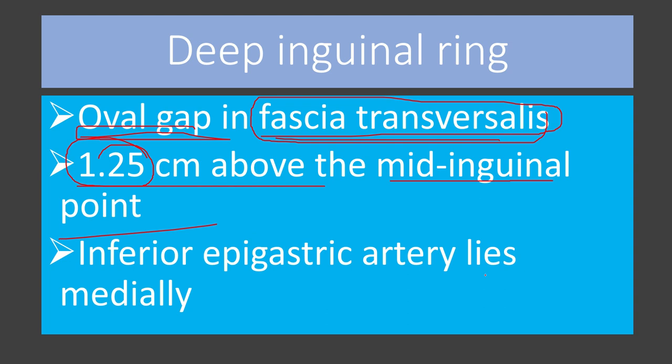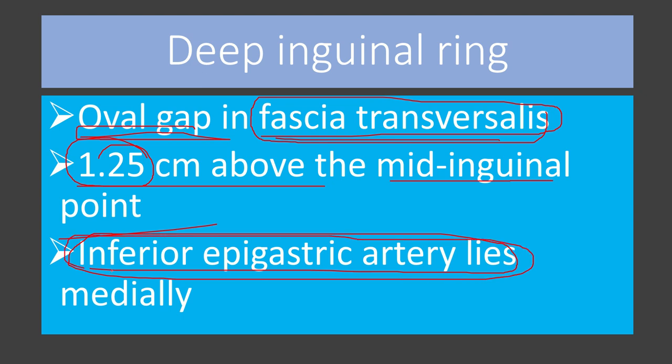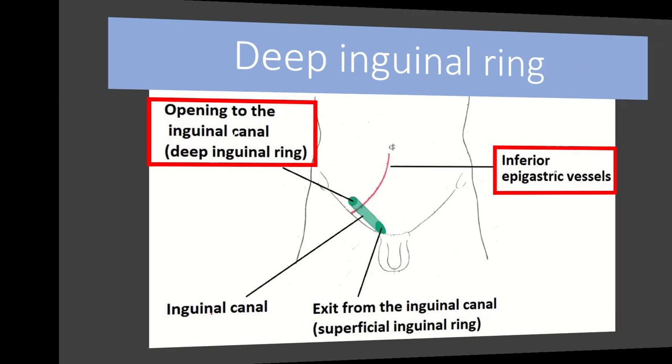And the inferior epigastric artery lies medially. It is also important that the inferior epigastric artery, an important artery in the lower abdomen, lies medially to the deep inguinal ring. All this information will be shown in the picture, so don't worry.